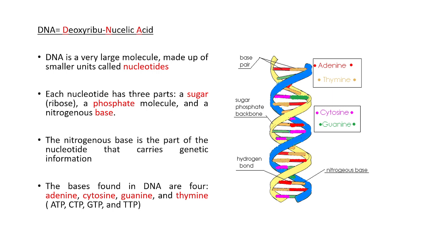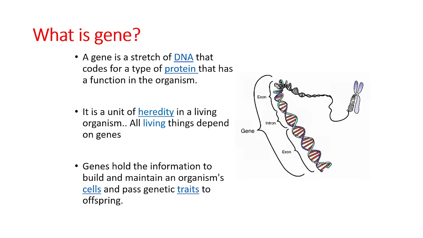When you do not have the phosphate molecule, when you only have the sugar and the nitrogenous base, we call it a nucleoside. A nucleoside plus a phosphate molecule is a nucleotide, where the nucleoside is a combination of the 5 carbon ribose sugar and a nitrogenous base, which includes adenine, cytosine, guanine, and thymine. From this you can get ATP, CTP, GTP, and TTP. These nitrogenous bases are responsible for carrying the genetic information from one organism or generation to the other. So what is a gene?